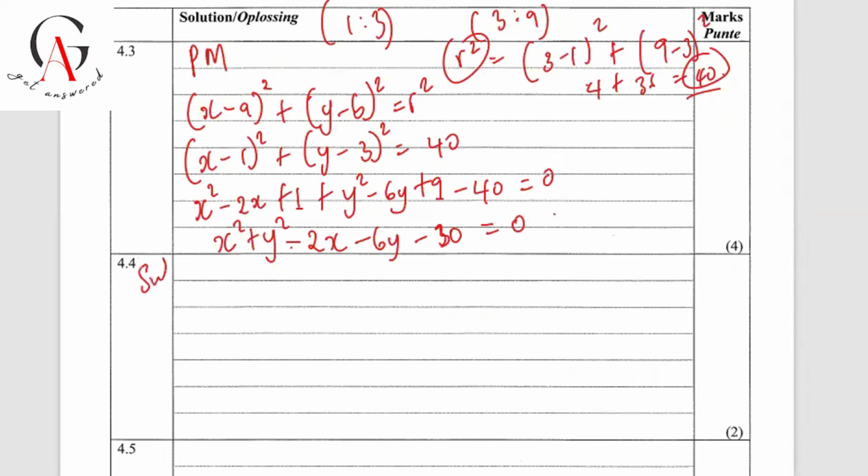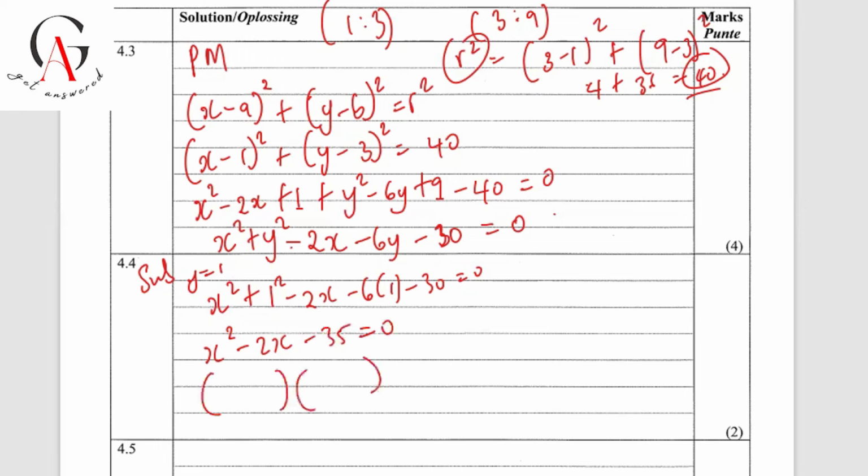So substitute y as a 1. So we shall have x squared plus 1 squared minus 2x minus 6 and 1 minus 30 is a 0. Collect the like terms, x squared minus 2x. This is going to be minus 36 plus 1, which is minus 35 is 0. Factorize this out. That is x and a 7, x and a 5. Make this a minus and a plus. So x is either 7 or x is going to be a minus 5. But we're looking at D on the positive axis. Therefore, D is going to be a 7.